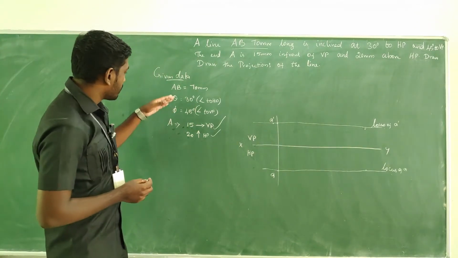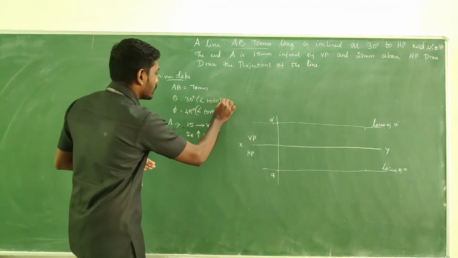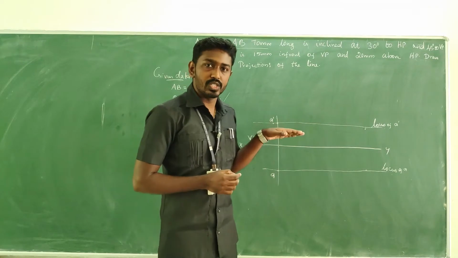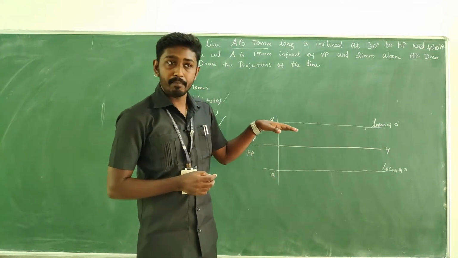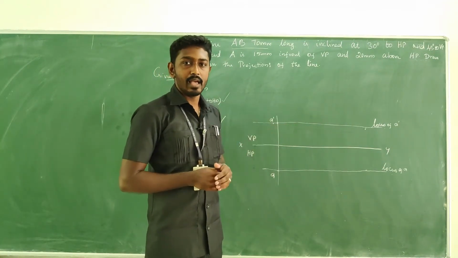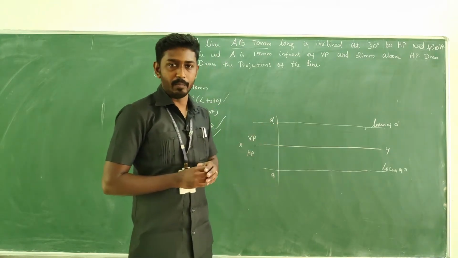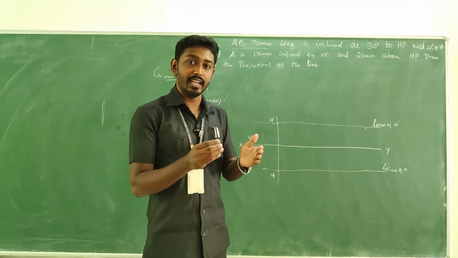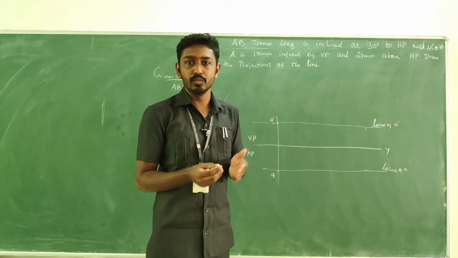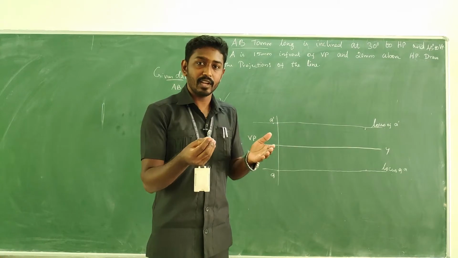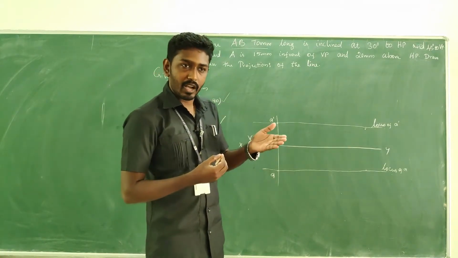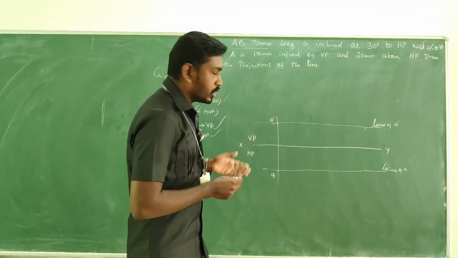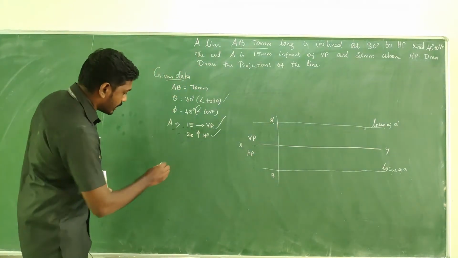Next we can move to the remaining data. That means we can concentrate on theta. This question belongs to a line inclined to both planes, both HP and VP. From the introduction part, we know that whenever the line is inclined to both the planes, we cannot get the trace in the front view or in the top view directly. So what we do is go with an assumption.